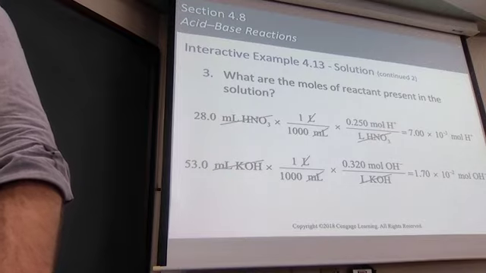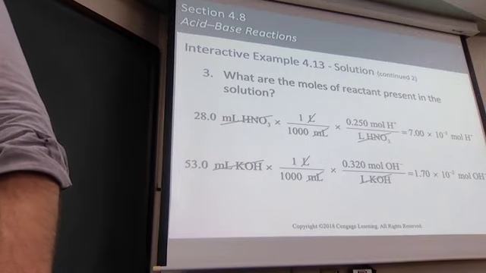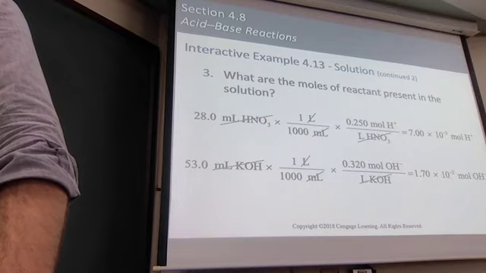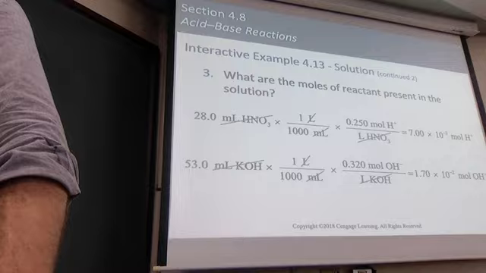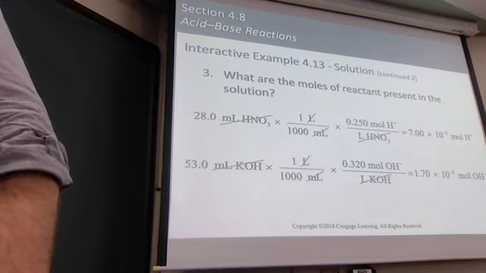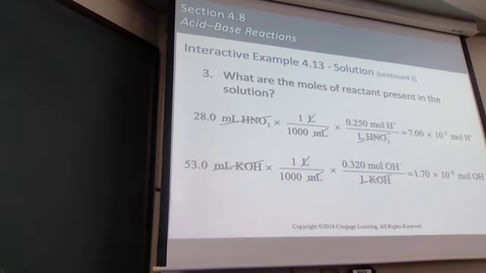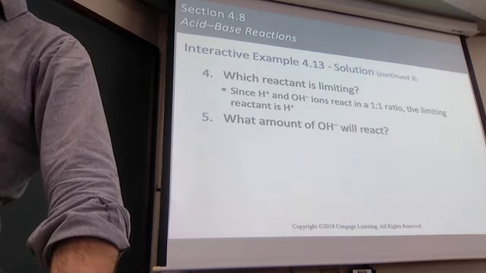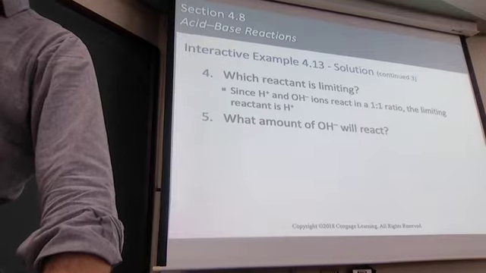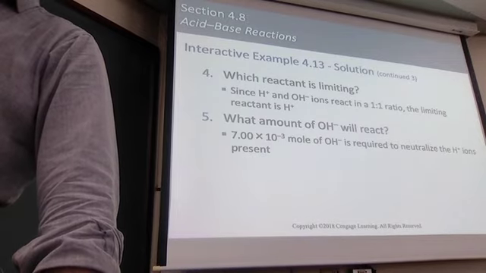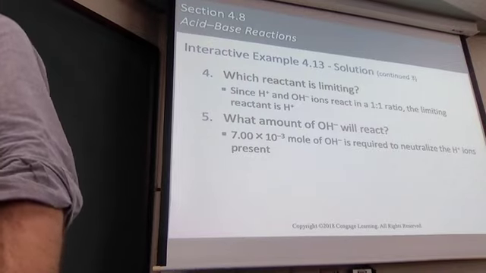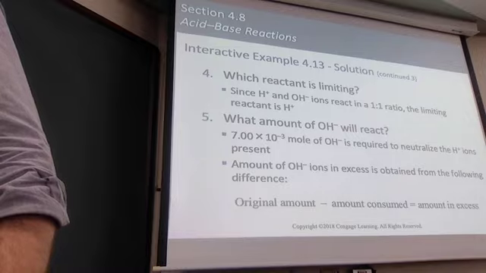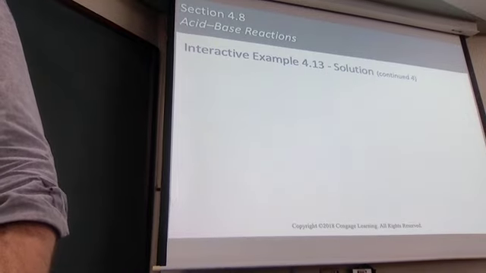What is the limiting reactant? Protons, right, the amount is smaller than the hydroxide, and we always need one proton for one hydroxide, right? So the limiting reactant would be the protons. And then we need to determine the amount of hydroxide that will react. It will be exactly the amount of protons. So what is remaining in the solution is the difference between the original amount of hydroxide minus the amount that is consumed.